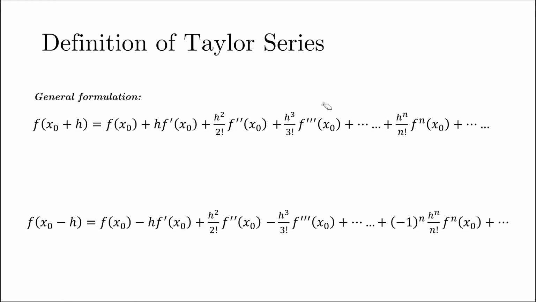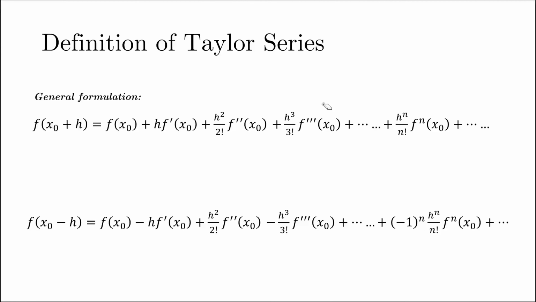Similarly, you can have another expression for f of x0 minus h. So let us say the point is lying on the other side. That is also possible. If you simply replace h by minus h in the first equation, you'll get the second equation. So we'll be using a lot of Taylor series in order to derive the derivative conversion formulas for the finite differencing method.